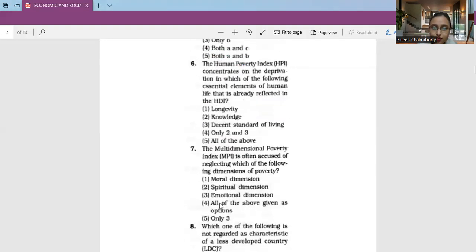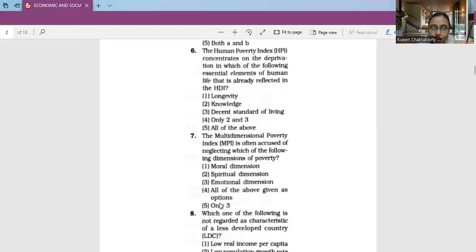Next, moving on to question number 6. The Human Poverty Index, which is the HPI, concentrates on the deprivation in which of the following essential elements of human life that is already reflected in HDI. Longevity, knowledge, decent standard of living, only 2 and 3, that is knowledge and decent standard of living, and option number 5, that is all of the above.